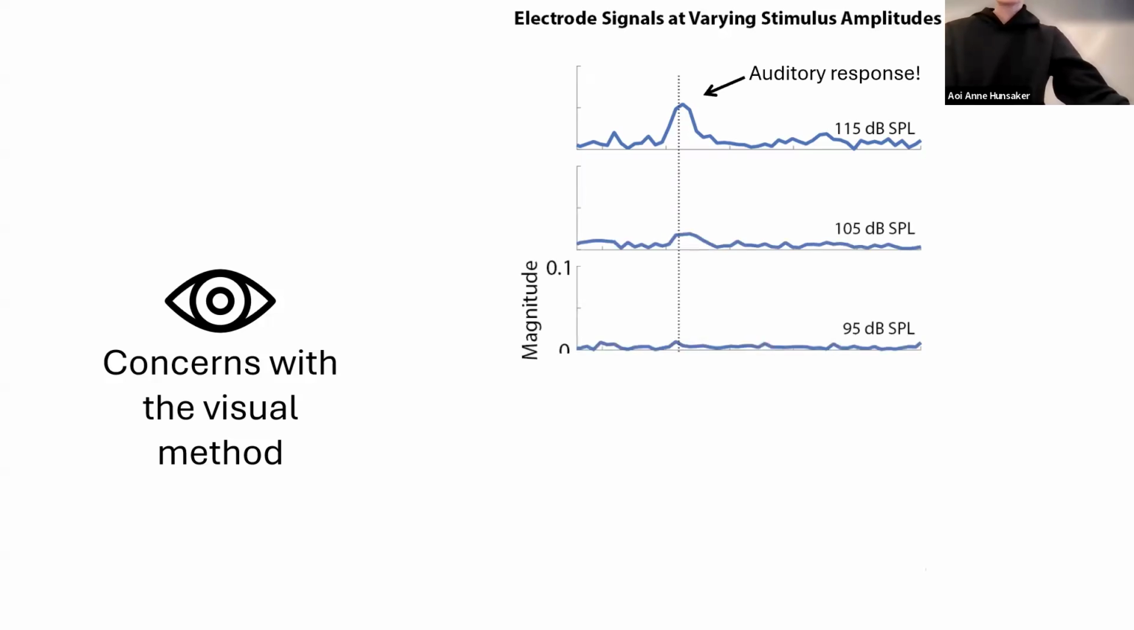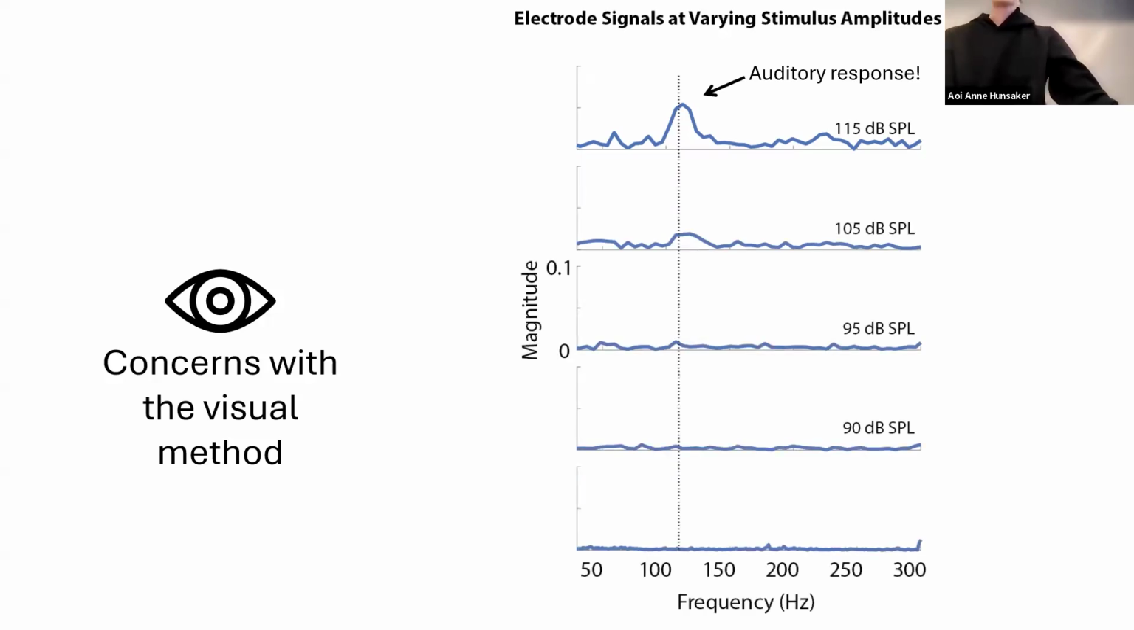And as we decrease the stimulus strength, the peak of the auditory response also decreases to the point where it's hard to distinguish it from the noise floor in the signal. The experimenter's job is to determine what was the lowest amplitude sound that still evoked an auditory response. This is a very hard task to do just by looking, and so this method likely leads to inaccurate estimates of the auditory threshold.